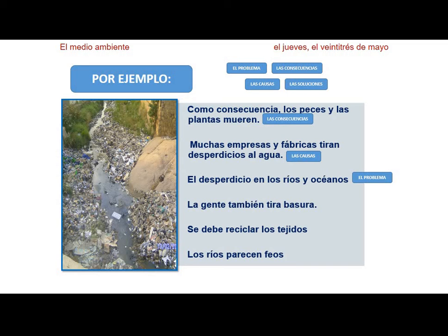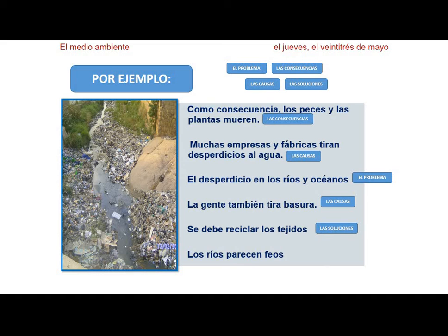La gente también tira basura. You should know this one, basura. It's a causa, it's a cause, because people also throw rubbish. Se debe. You don't even need to understand the rest. Se debe, you know, means you must. So that, of course, is a solution.